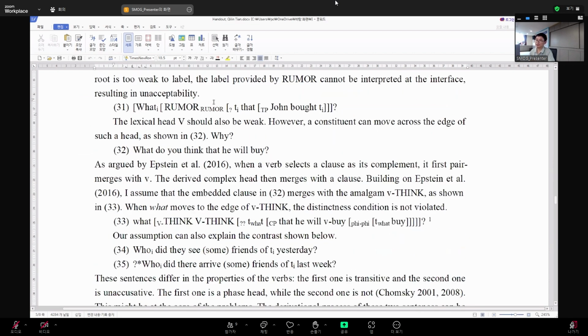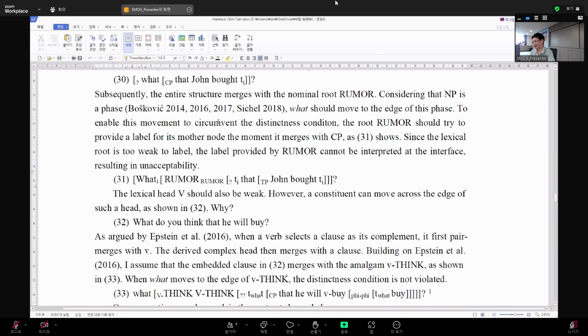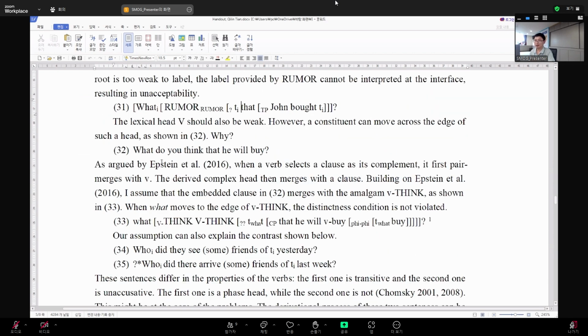This structure is acceptable because the lexical root is weak and it has no category feature, so it cannot be interpreted at the interface. And this sentence is acceptable. It seems to be a counterexample to my hypothesis. You know that the V lexical root is a lexical root. It should be weak too, but we can extract the complement of V to the spec CP. I think this is not a counterexample.